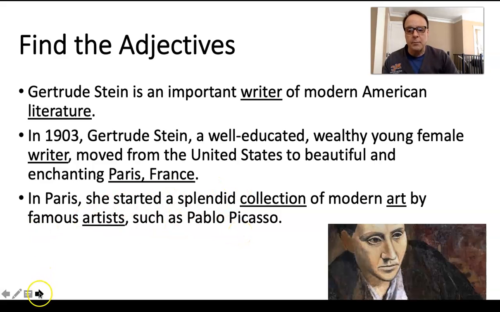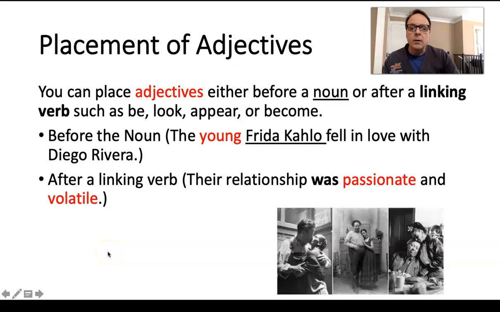So again, these are just examples of adjectives. And again, we'll talk about the placement of adjectives, in other words, where they go in the sentence. So that can be important when you're writing a paper, just making sure when you're editing. It's not something you probably worry about too much while you're writing a rough draft.